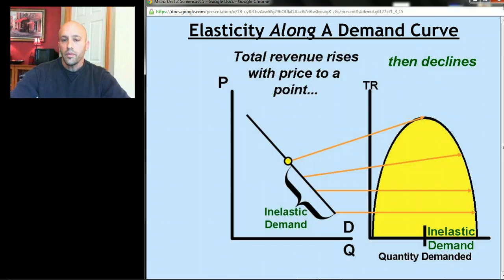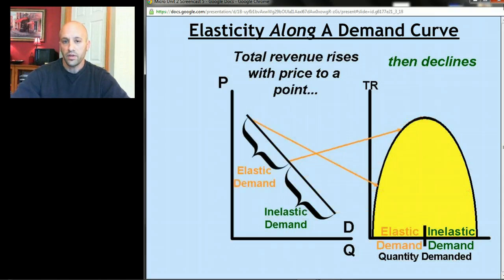All right, so going back to what we know about inelastic and elastic demand and the total revenue test, what the total revenue test said is that when price goes up and total revenue goes up, demand is inelastic. And that's going to be on the bottom right portion of the demand curve. That's always going to be true. The bottom right portion of the demand curve is always going to be relatively inelastic.